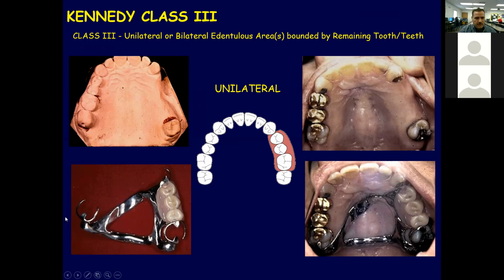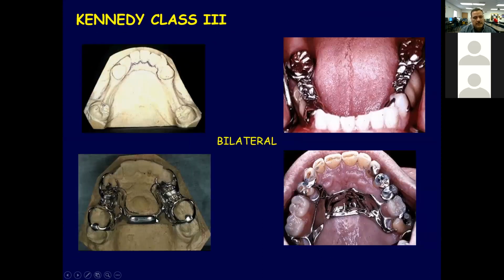There is a minor connector, connecting the major connector to the clasp. Like this is a minor, the small arm here. It's a minor connector. This is a minor connector. This is a major connector. These are minor connectors. Major connector here, big one. These, the small ones, are minor connectors.